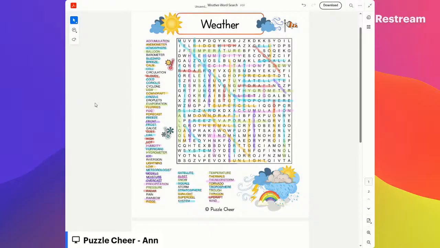And then Rory found circulation vertical just right of stratosphere. Circulation. It goes all the way down to touch the bottom row. Circulation.